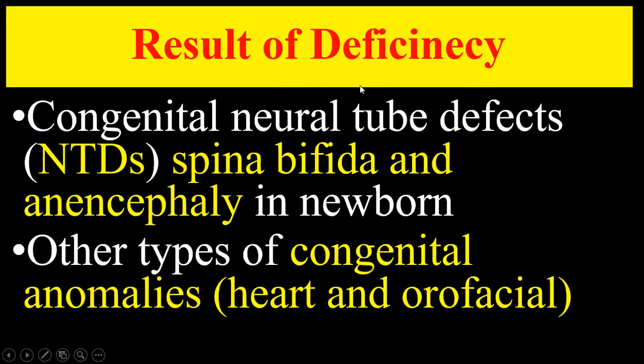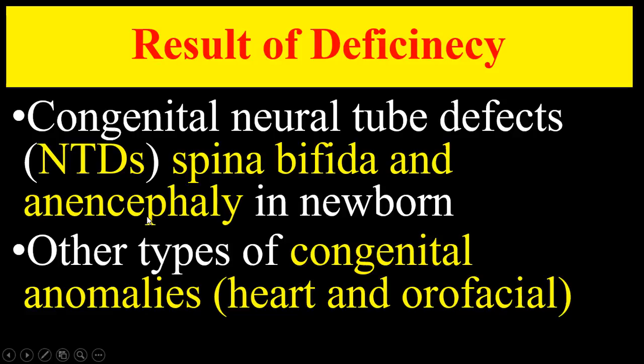So what may be the result of deficiency? If the mother is deficient in folic acid, which is also a vitamin, then we have neural tube defects. Examples of neural tube defects are spina bifida and anencephaly.